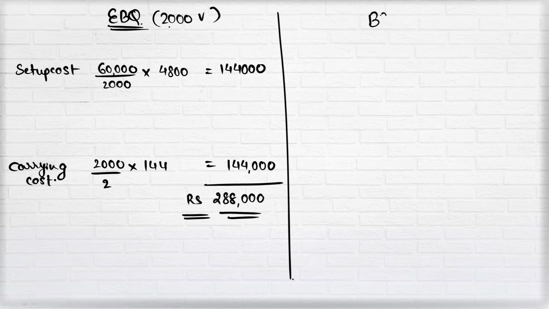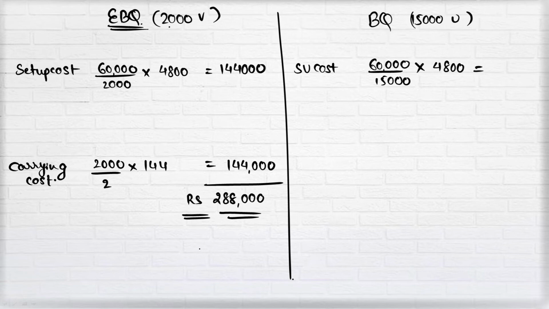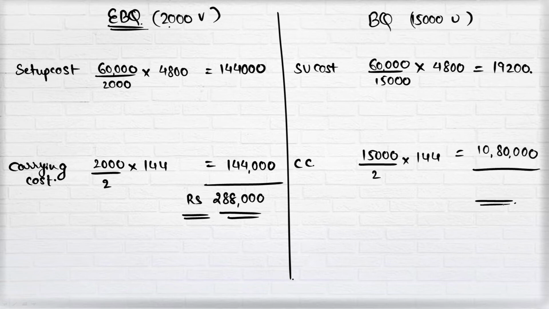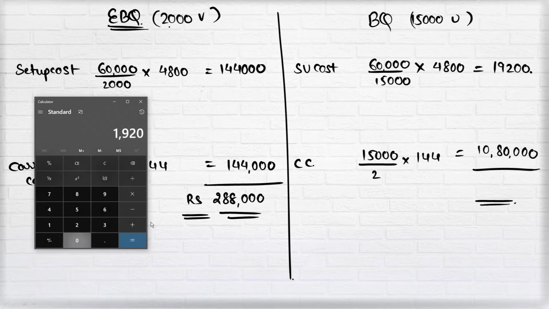If batch quantity is 15,000 units, my setup cost will be 60,000 divided by 15. So there will be only 4 setups of 4,800 rupees per setup. It is 19,200. But as you are manufacturing more units in a setup, your carrying cost will increase. 15,000 divided by 2 multiplied by 144. It is 10 lakh 80,000. 19,200 plus 10 lakh 80,000.